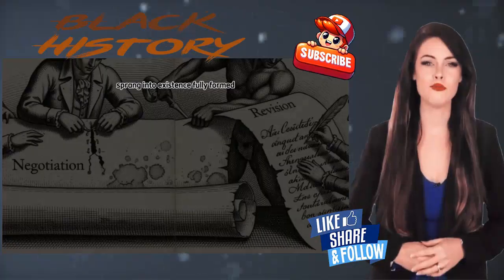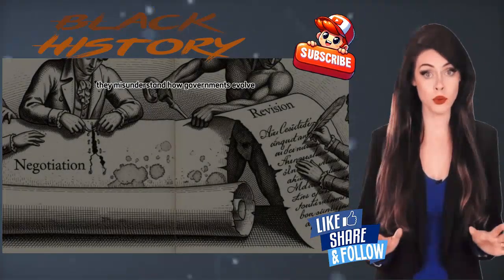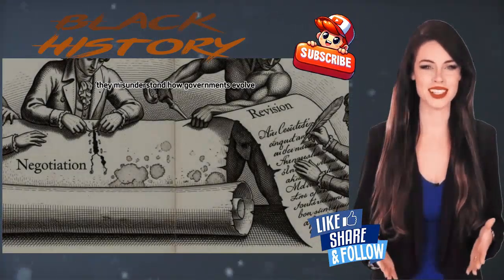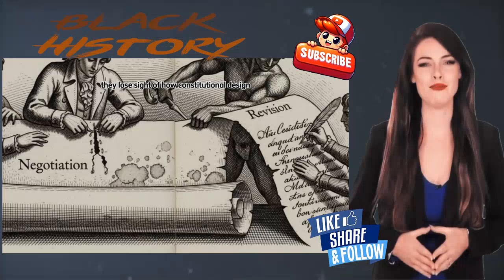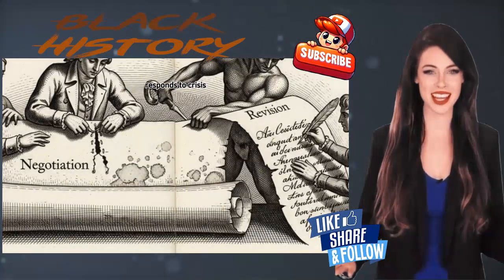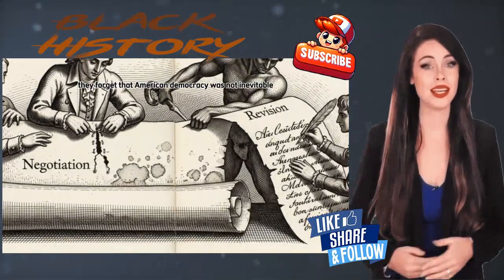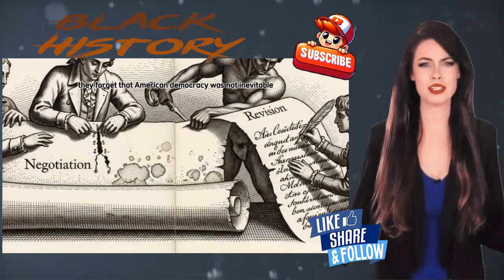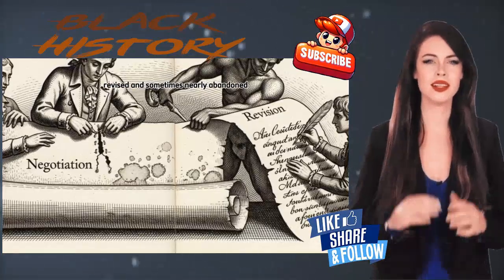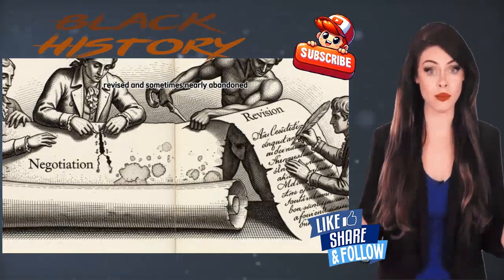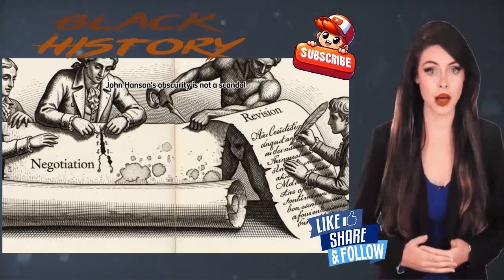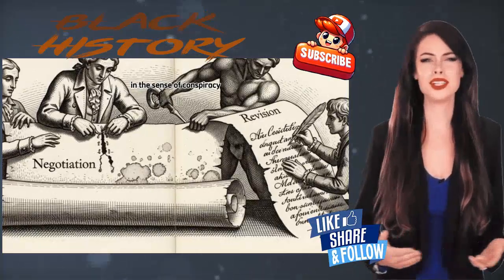That compression has consequences. When citizens believe their institutions sprang into existence fully formed, they misunderstand how governments evolve. They lose sight of how constitutional design responds to crisis. They forget that American democracy was not inevitable. It was negotiated, revised, and sometimes nearly abandoned.